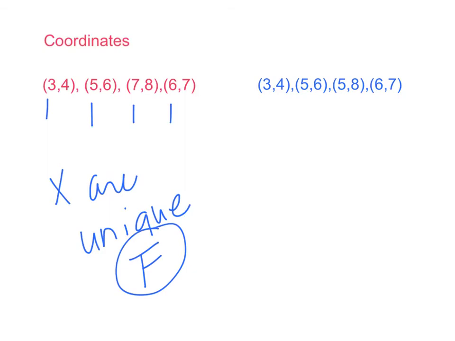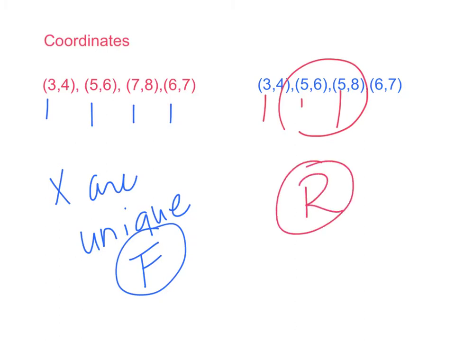I'm going to give the red one functions. All right, let's check the blue ones. You have 3 is with 4, 5 is with 6, 5 is with 8. Oh no, and 6 is with 7. So unfortunately, the blue is not a function, it's a relation.